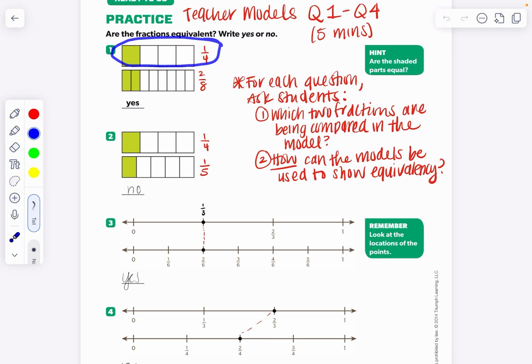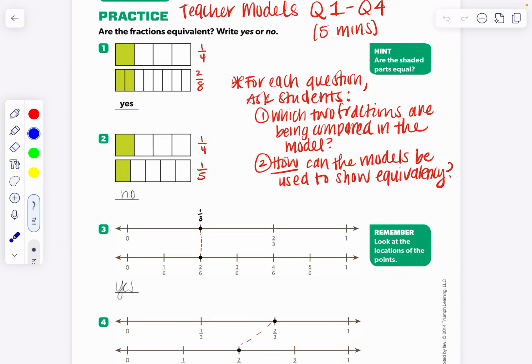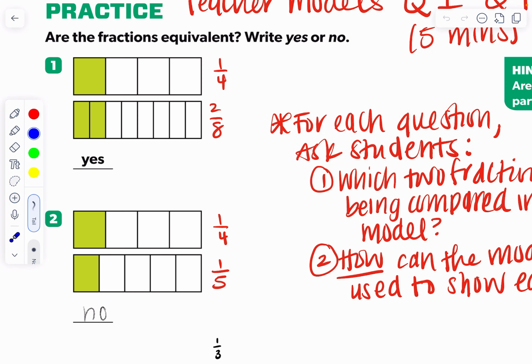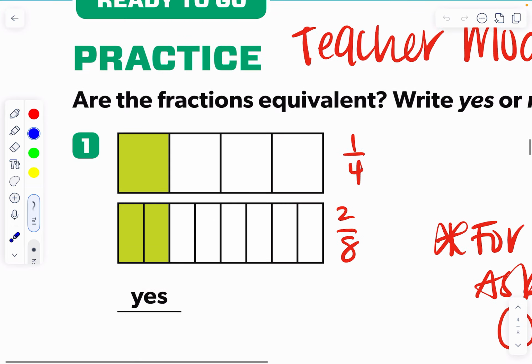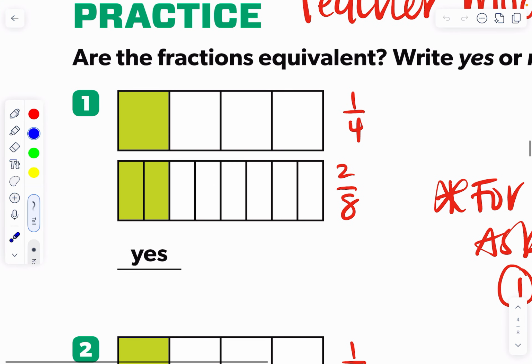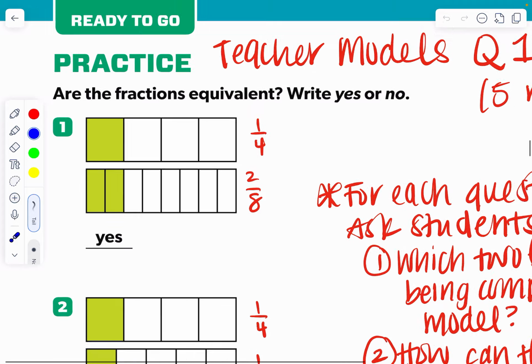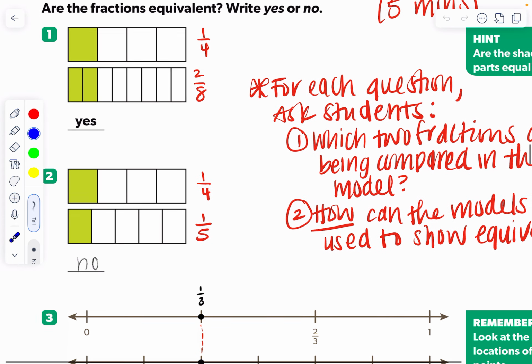A student should be able to say this is 1/4. Another student should be able to say 2/8. And then the second question I want you to ask is, how can the models be used to show equivalency? So from a visual standpoint, what we see is that when we align the fraction strips for 1/4 and 2/8, the shaded parts line up. So yes, they are equivalent.